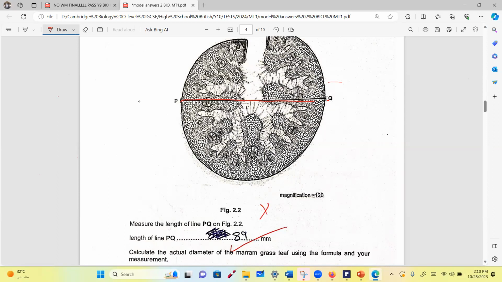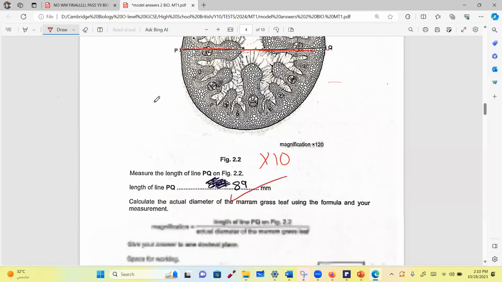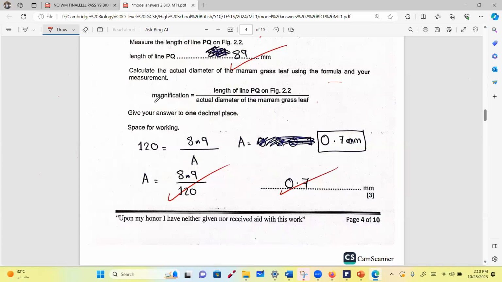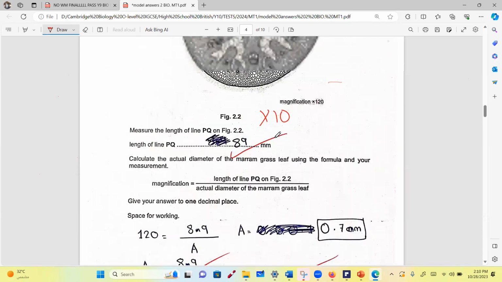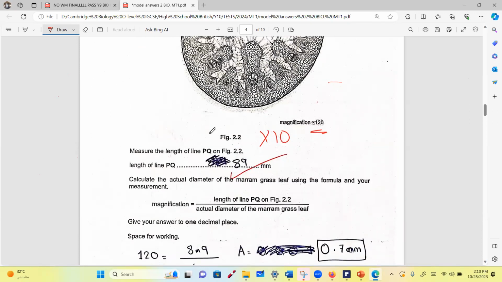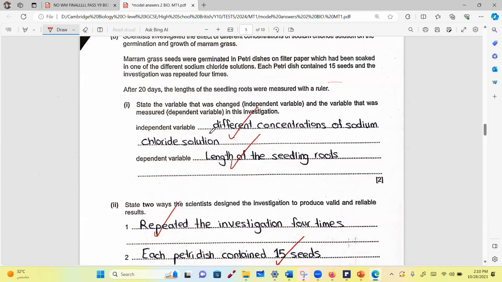Multiply by 10. Multiply by 10. Anything else will be incorrect. And you want to calculate the actual length. So she divided by what? Where did she get this 120 from? Magnification. The magnification. Very good. So she did a good job, an excellent job.